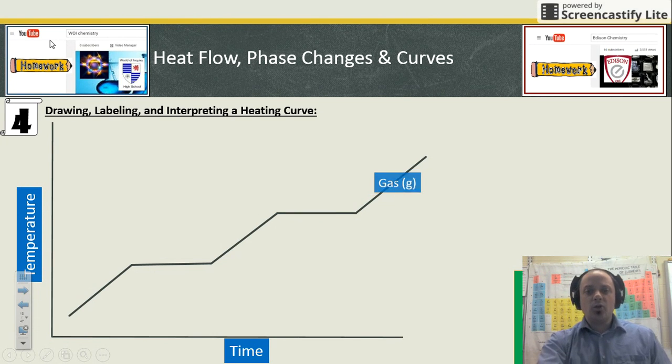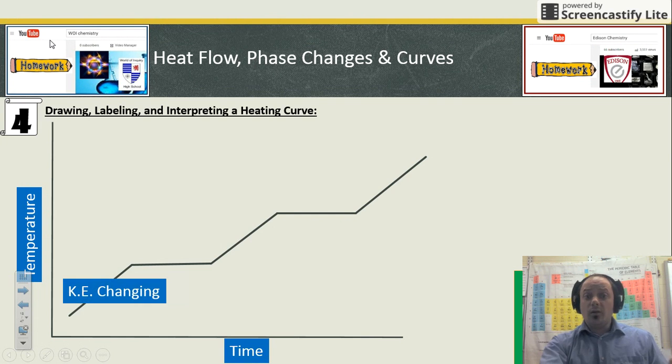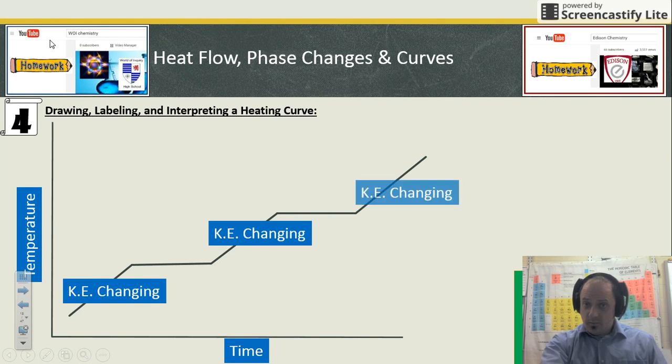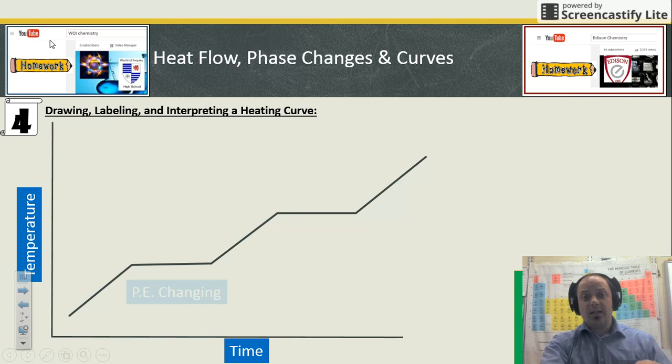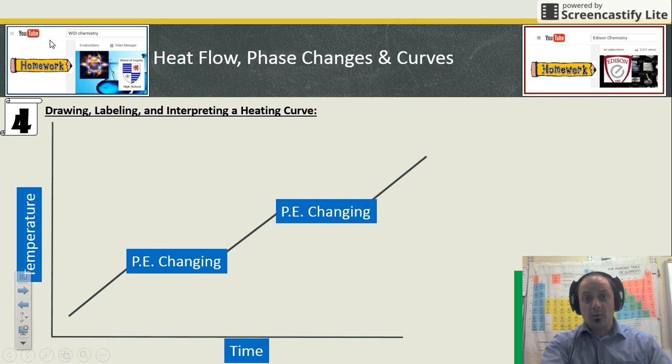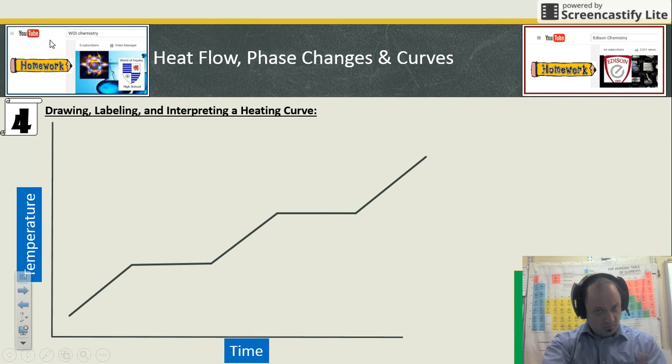Okay, so the kinetic energy is changing in the slants, and the potential energy is changing in the flats, where the material is going through a phase change. Potential energy, phase change. Kinetic energy, temperature change. Remember it back and forth. Kinetic energy, temperature change. Potential energy, phase change. Remember it. Okay.